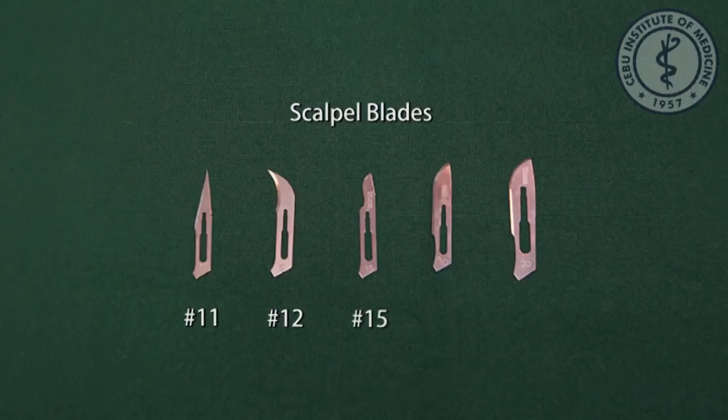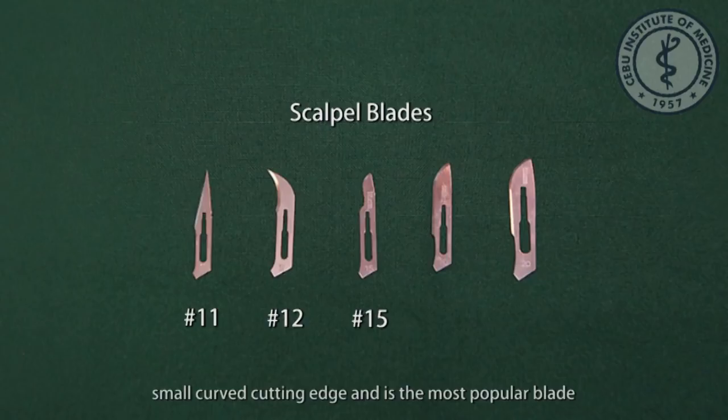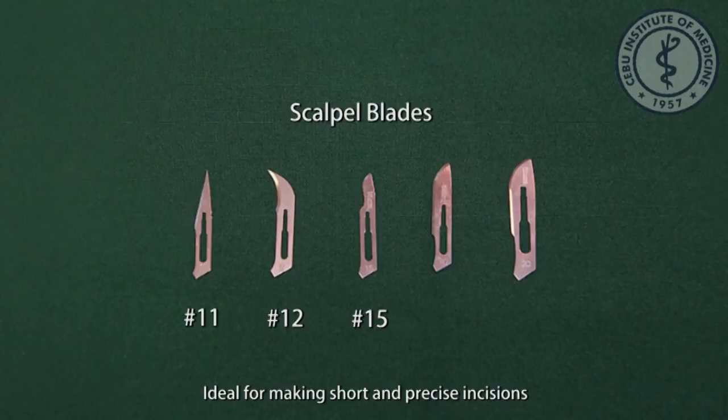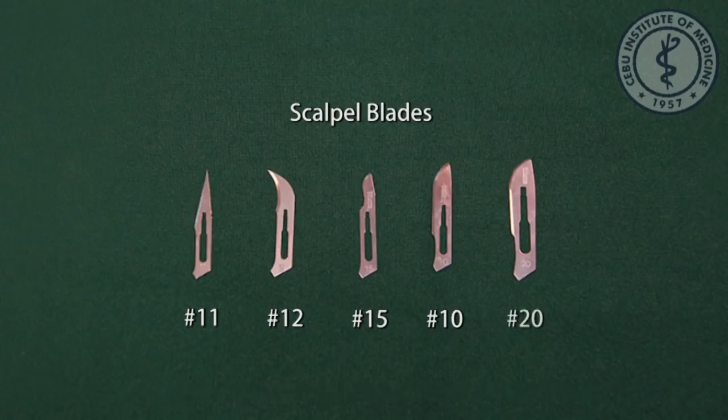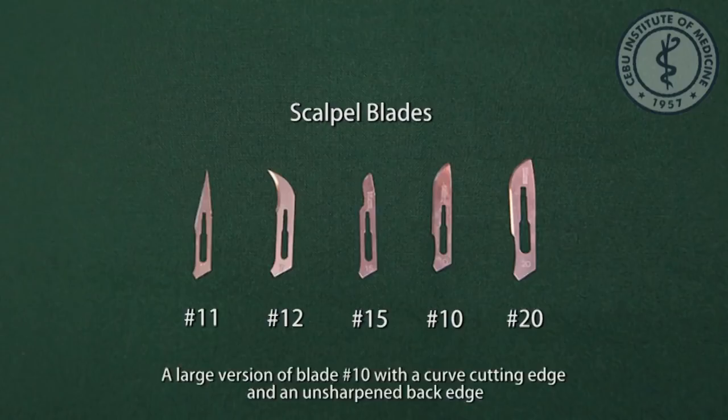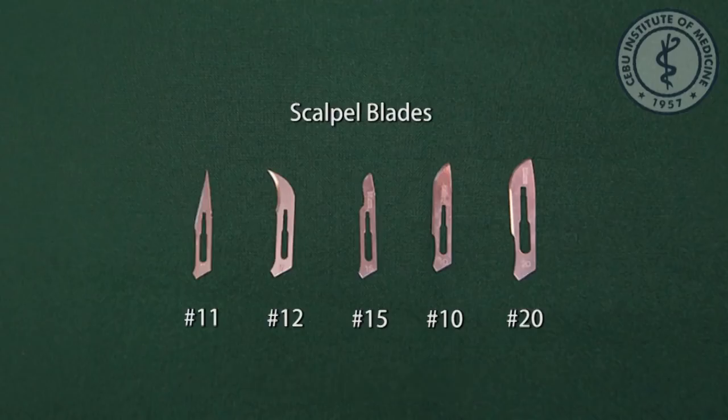Blade number 15, a small curved cutting edge, and the most popular blade, ideal for making short and precise incisions. Blade number 10, used generally for making small incisions in skin and muscles. Blade number 20, a large version of blade number 10 with a curved cutting edge and an unsharpened back edge, used for orthopedic and general surgical procedures.